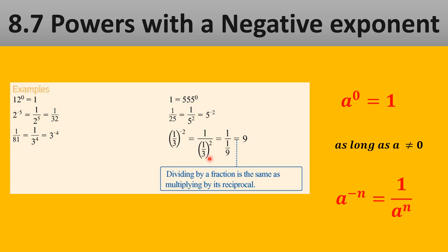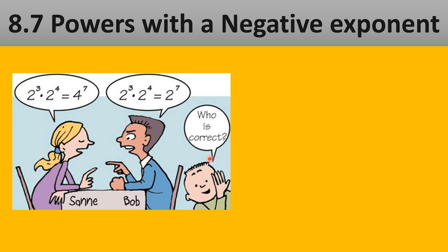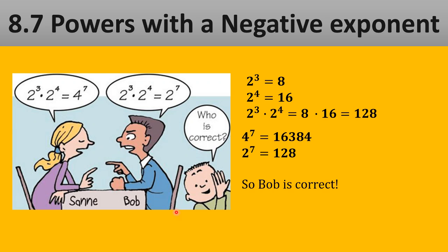Right? Let's do theory B as well. For theory B, who do you think that is correct here? Well, I think that only Bob can be correct.